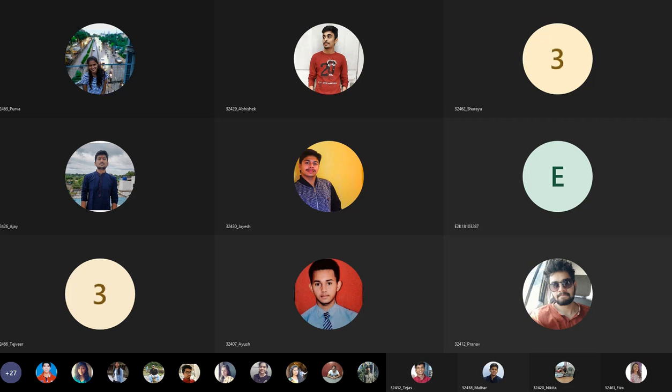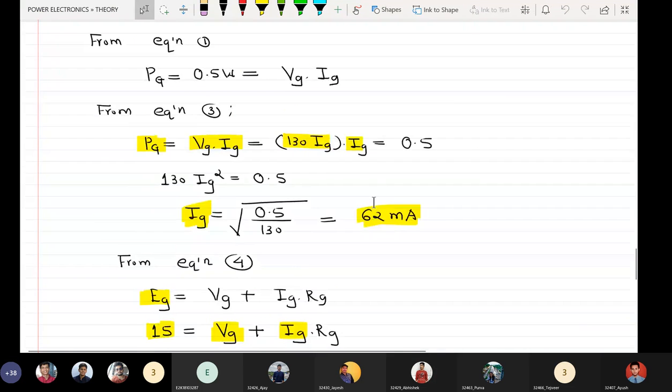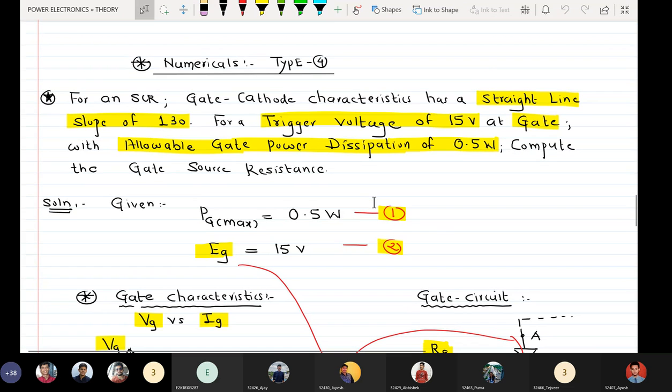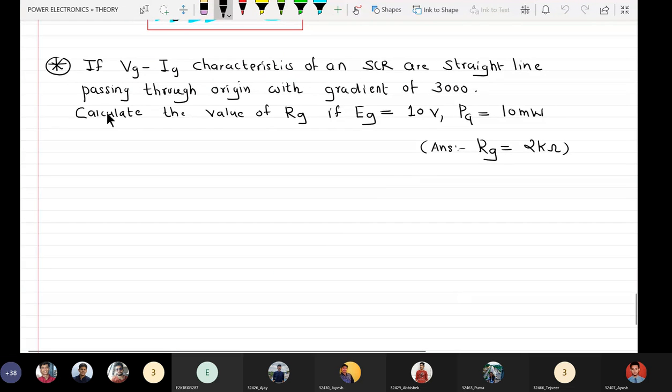We started with numericals type 4 and we have solved one numerical which involved gate cathode characteristics, and I had given one more numerical as a homework. So we'll solve this today now. I hope that at least some of you have tried solving this at home.